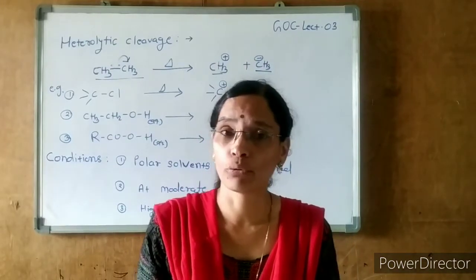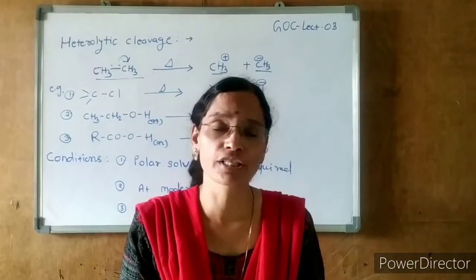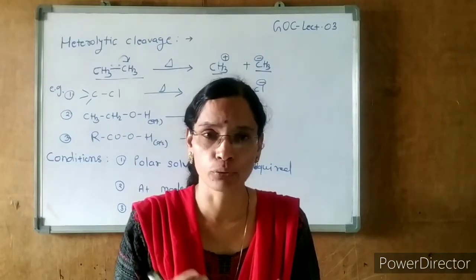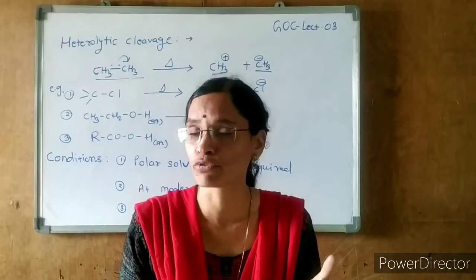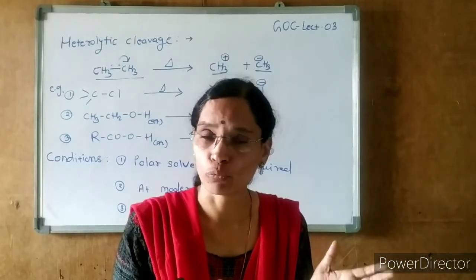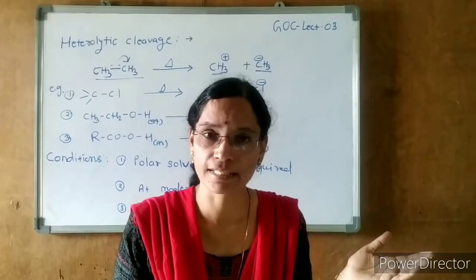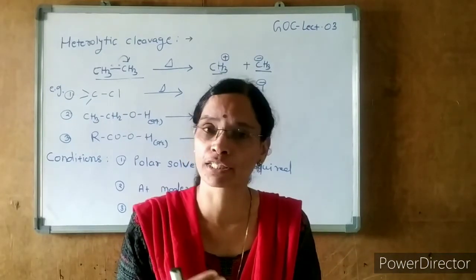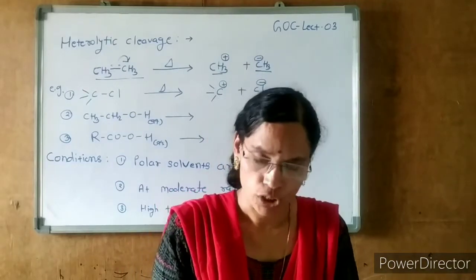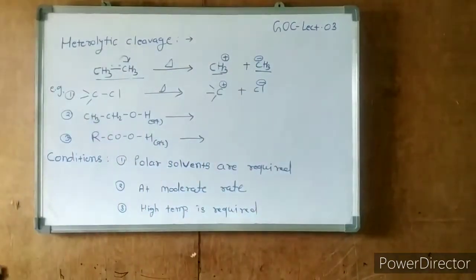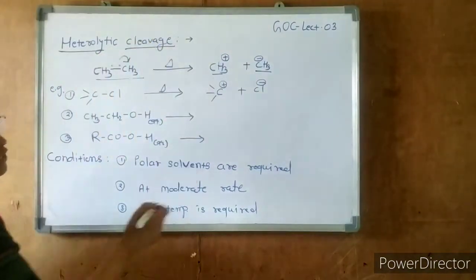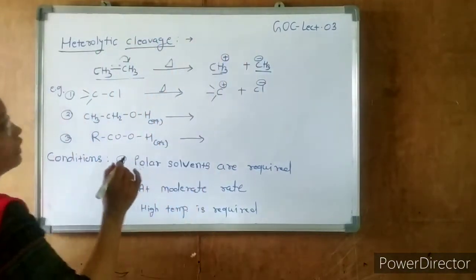So today we'll discuss the next type of fission, or cleavage, or bond breaking. There are two types of bond cleavage or bond fission. One is the homolytic fission that we discussed in the last session, and today we are going to discuss heterolytic cleavage or heterolytic breaking. So let us start. See here, heterolytic cleavage or breaking or fission.